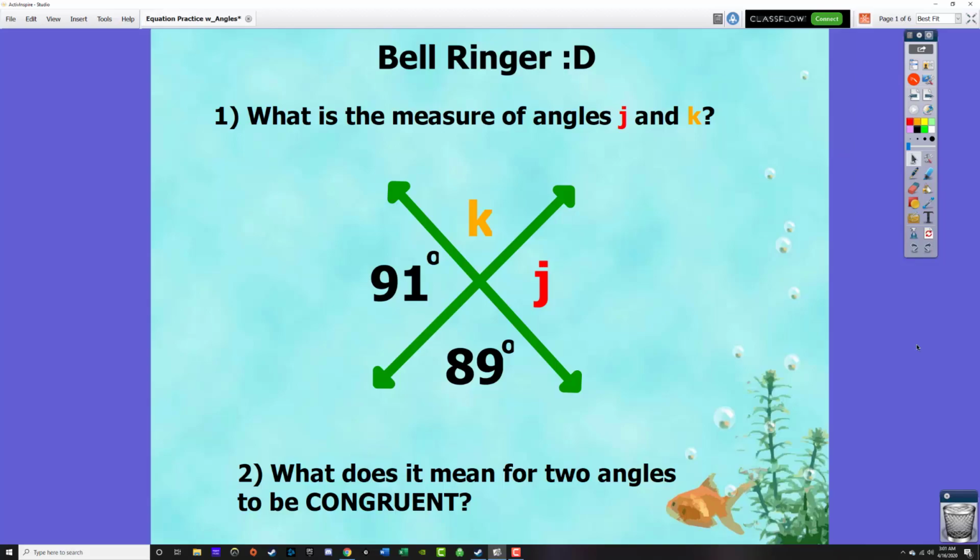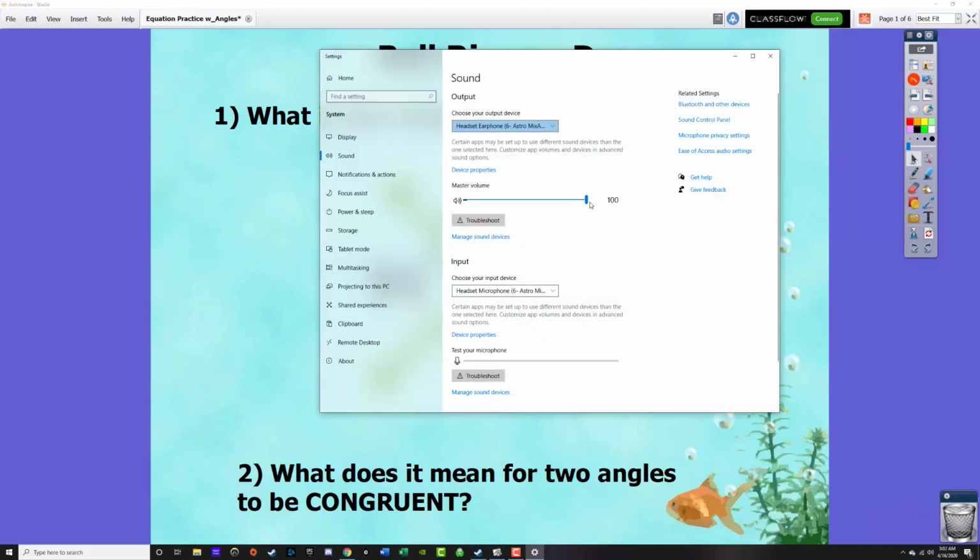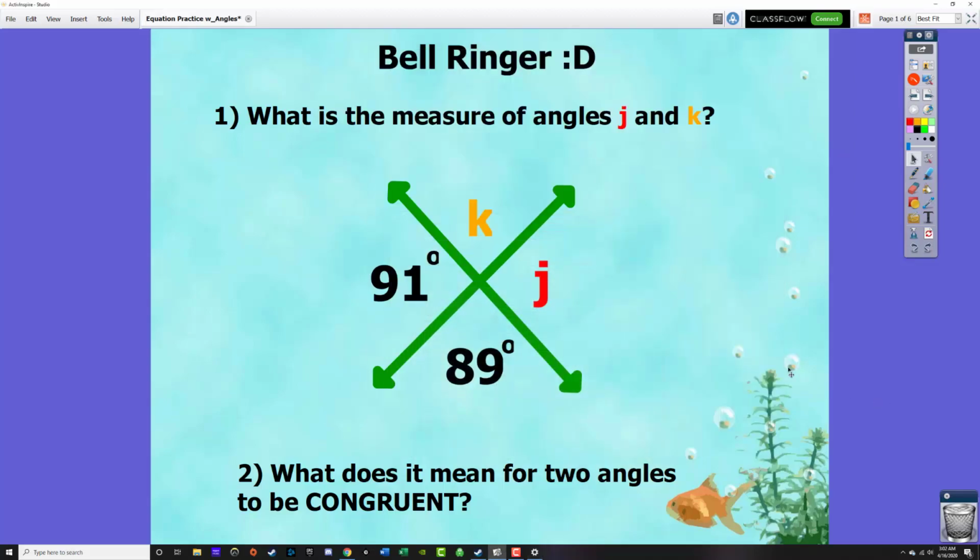So we're going to pick up where we left off with angles, and like I said, we're going to throw some equations into the mix. We are going to combine what we've learned about vertical angles and what we've learned regarding equations with variables on both sides.